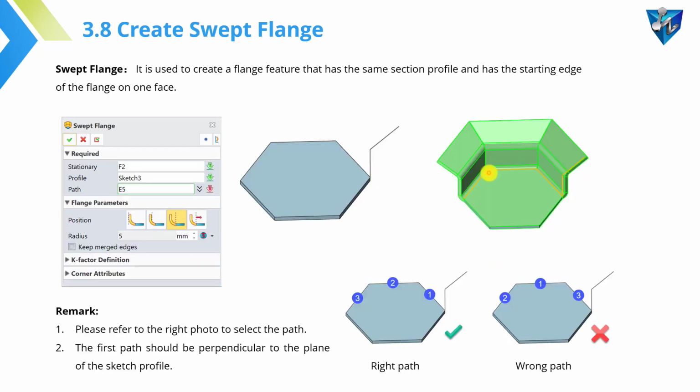And the next one is swept flange. It will create a flange feature that has the same section profile. So in this case, you will need an open profile and you will need a path. And the path should be perpendicular to the plane of the profile.